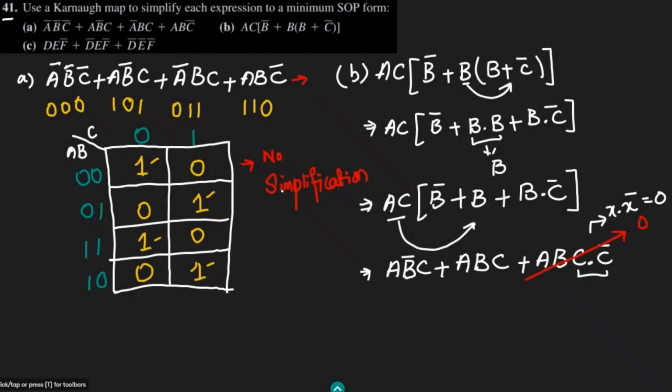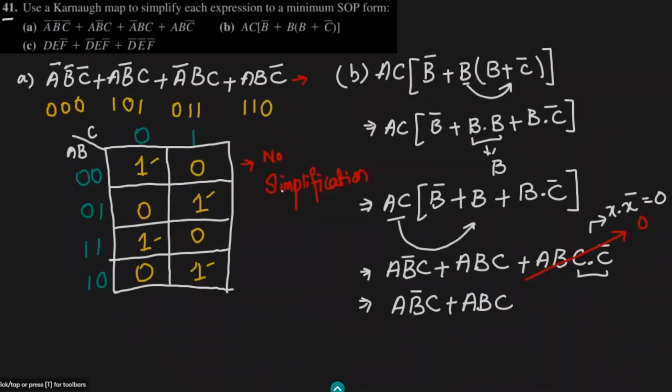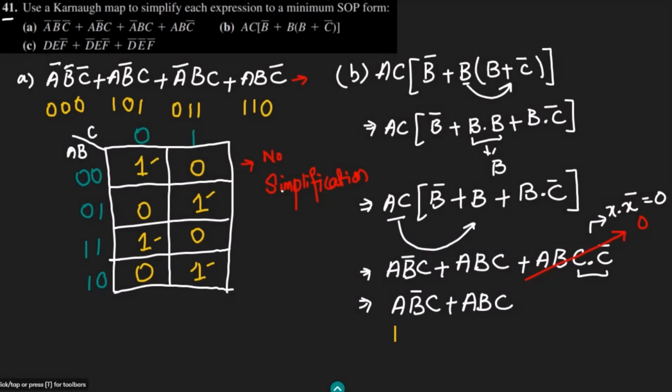Okay, so now at the end what I will have is A B complement C plus A B C. So these are the terms. Now writing the binary values for them, I will have 1 0 1 here, and for this one I will have 1 1 1. So these are the two binary values.